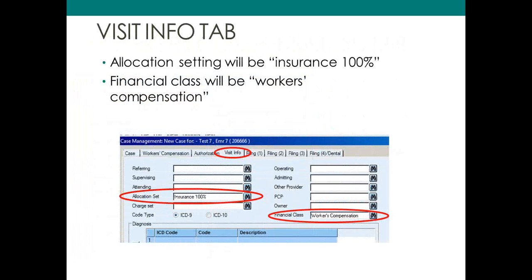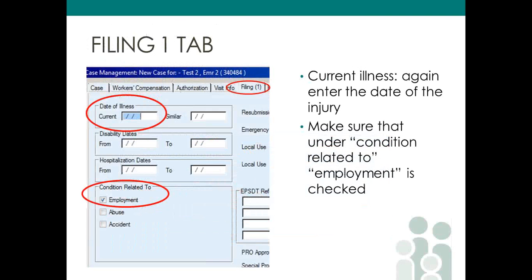And again, our next tab is going to be the Visit Info tab. And you're going to put allocation setting at 100% insurance and financial class set to workers' compensation. And on the Filing 1 tab, you are going to enter the date of the injury and make sure that there is a check mark in employment. This completes a workers' comp case.